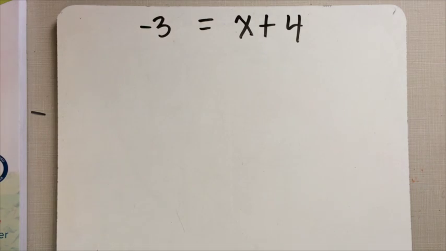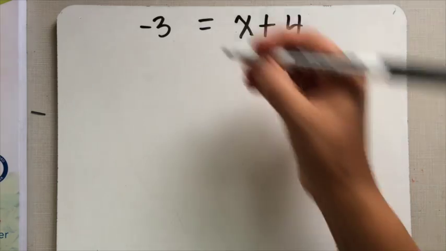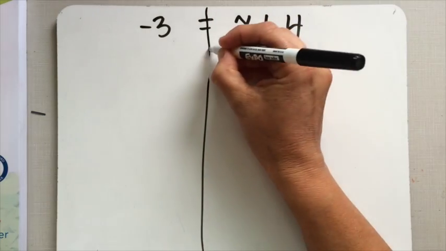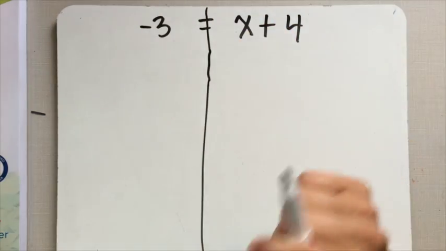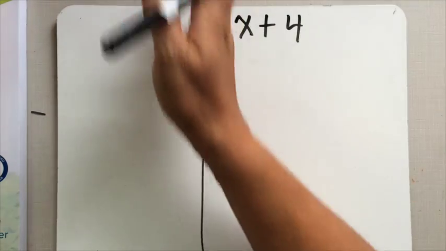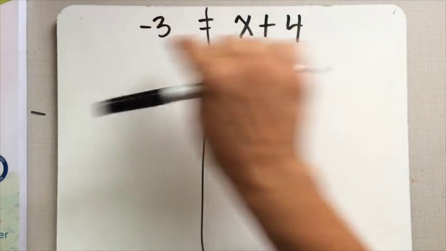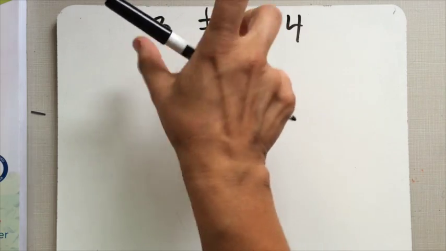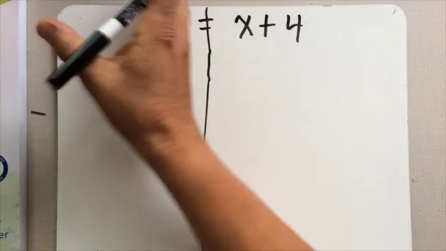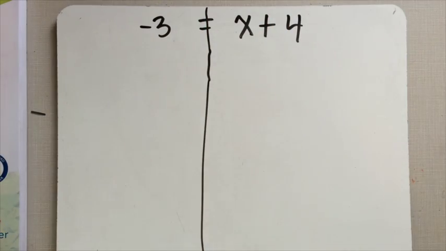-3 equals x plus 4. The first thing that I want to do, and I highly recommend that you do it, at least until you get really good at this, is draw that line through the equal sign. So I know what's on what side. Remember, that is a brick wall. You may never move anything or combine anything across that. So on one side I have -3. On the other side I have x plus 4.